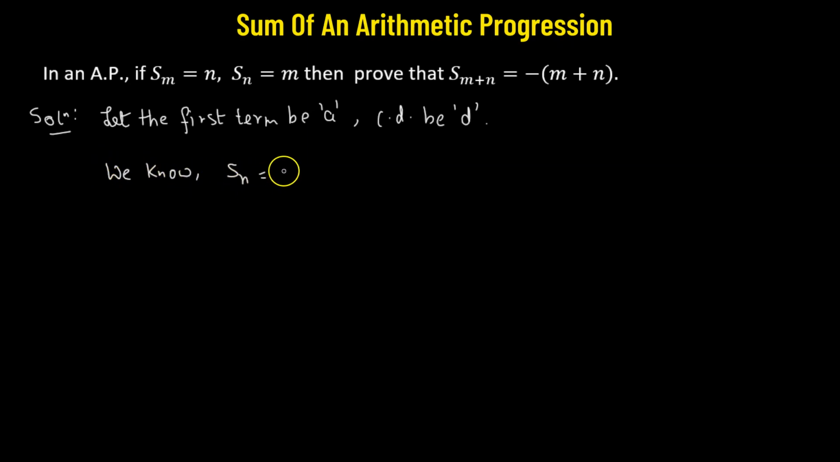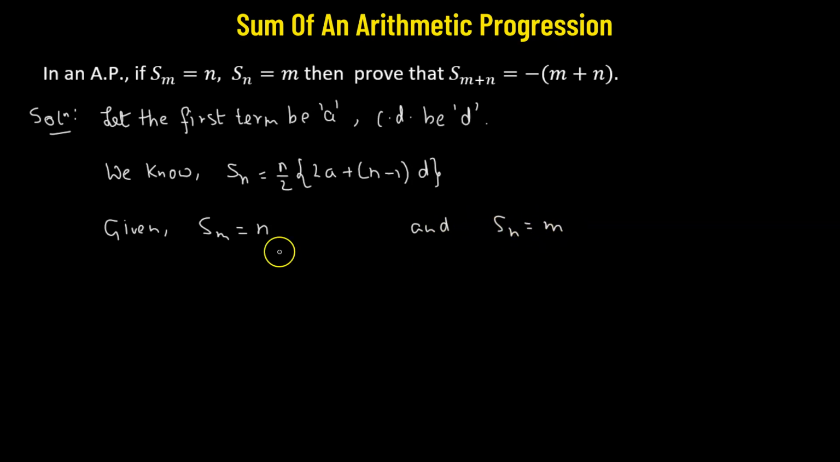So this is the general formula given by n over 2 multiplied to 2a plus n minus 1 multiplied to d. So using this, since we are given that the sum up to the mth term equals n, and the sum up to the nth term equals m, we can use this formula to rewrite the sum up to the mth term as m over 2 multiplied to 2 times the first term plus, since we're considering the mth term, m minus 1 times the common difference d.